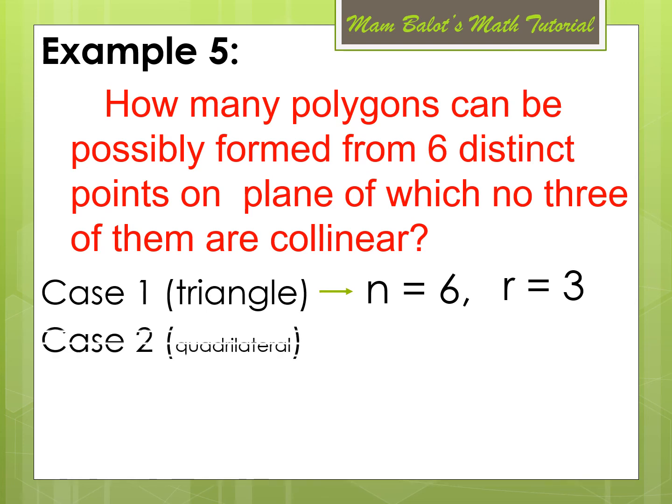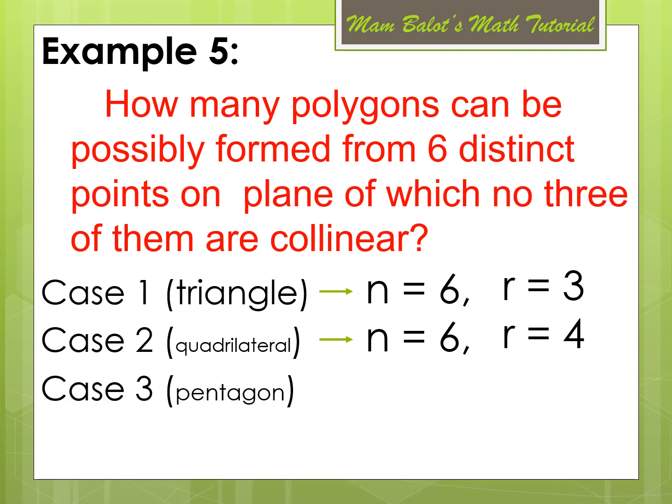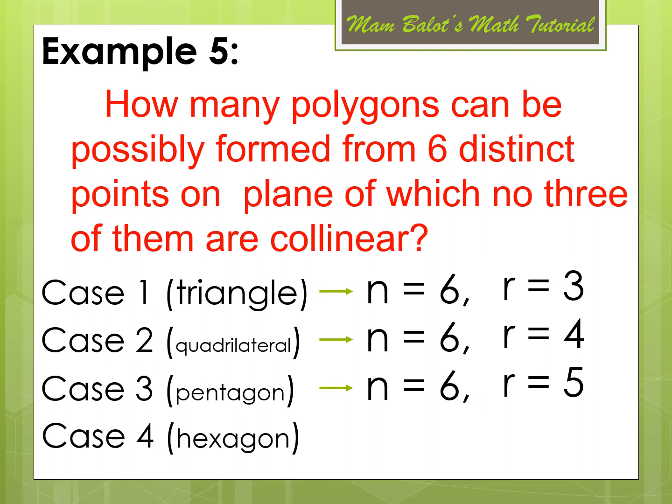In case 2, if we are aiming for a quadrilateral, then from n is equal to 6, we have r is equal to 4, since we need 4 points to form a quadrilateral. And then for case 3, we have a pentagon. So therefore, for n is equal to 6, we need 5 points to form a pentagon. And for case number 4, if we have a hexagon, so from n is equal to 6, we need also 6 points. So r is equal to 6 also.